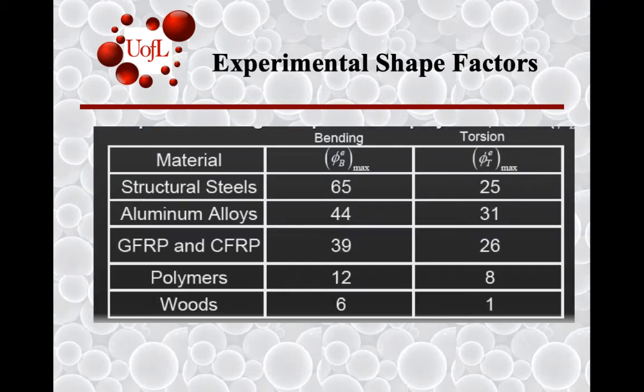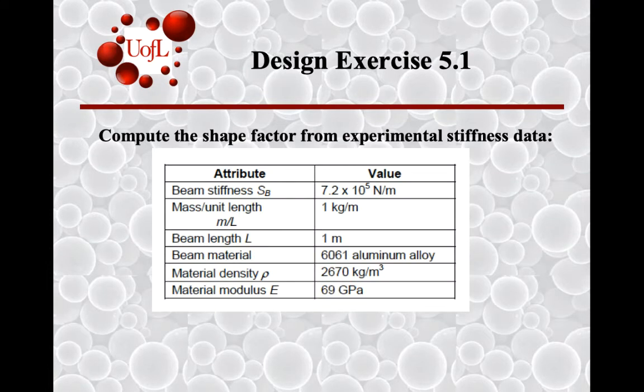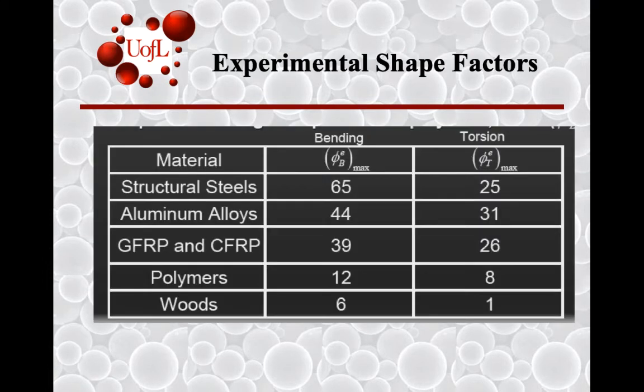Let's review experimental shape factors for a few materials: alloys, composites, plastics, and naturally occurring materials. And you see that the shape factor at a maximum is higher for a given material in bending compared to torsion. So this is one type of a given. Do you remember what it is that aluminum offers as a maximum in bending and torsion? Keep in mind these values of 44 and 31.